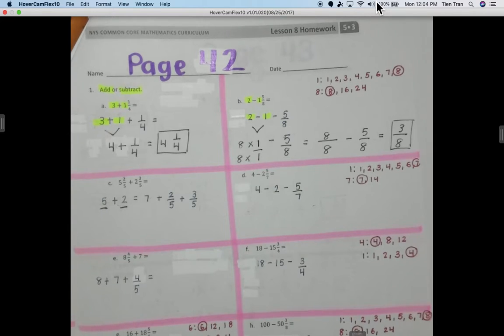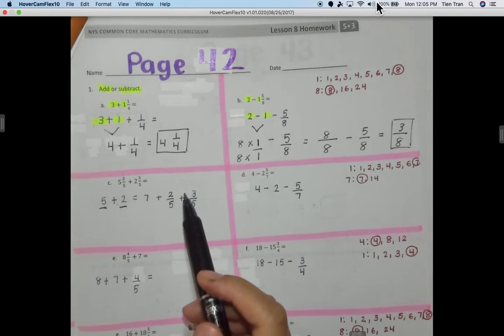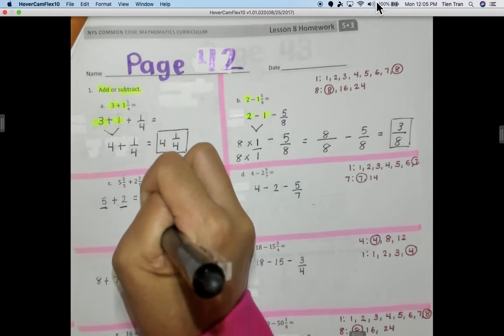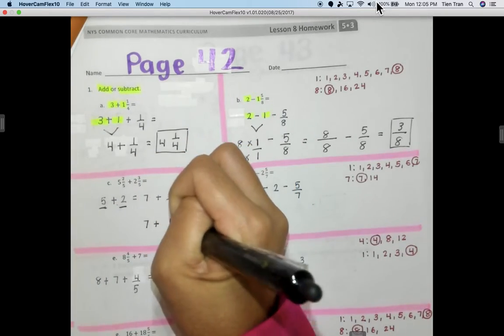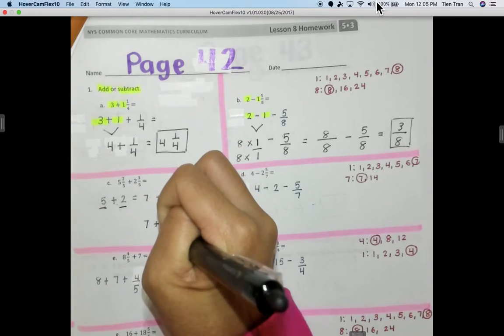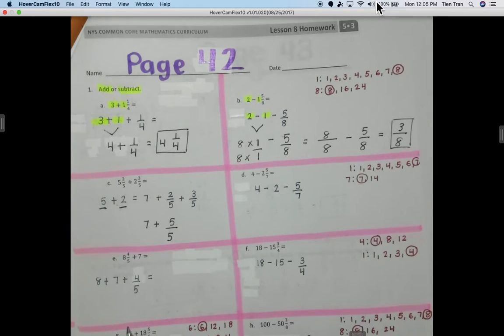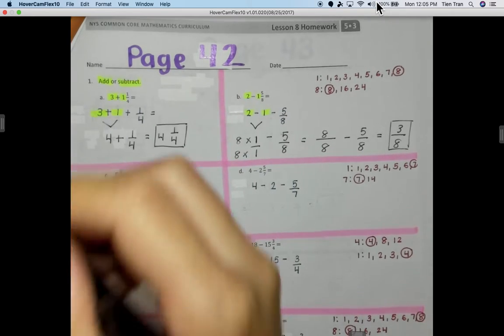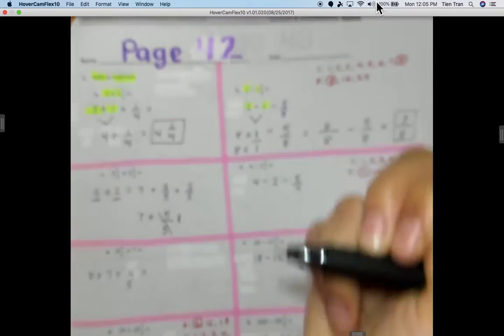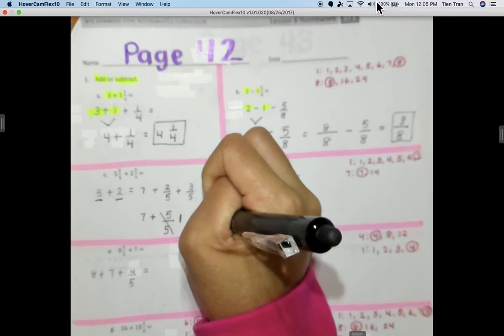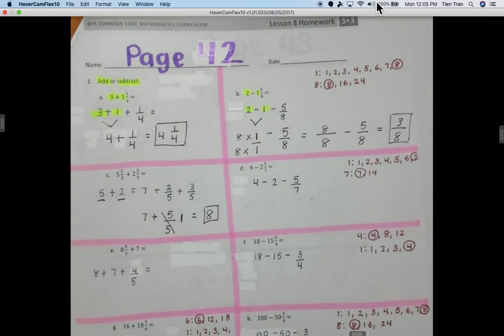Now we notice that all of them are the same common denominator, right? They need to be the same common denominator. So we're going to add these two together. So we're going to bring down 7. 2 plus 3 is equal to 5, and the denominator stays 5. So we have 7 plus 5 divided by 5. Remember what I said? 5 divided by 5 is the same as 1 whole. So that's what we have. 7 plus 1 is equal to 8. That is my final answer.